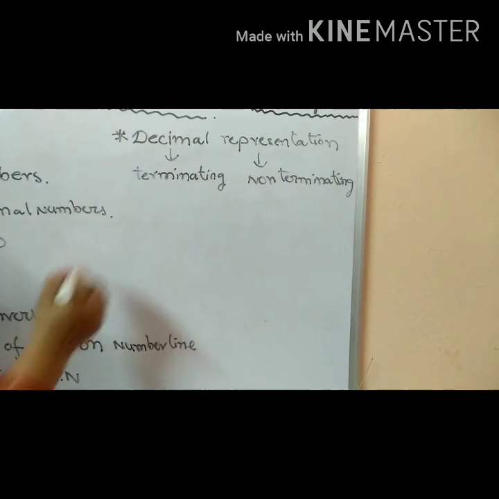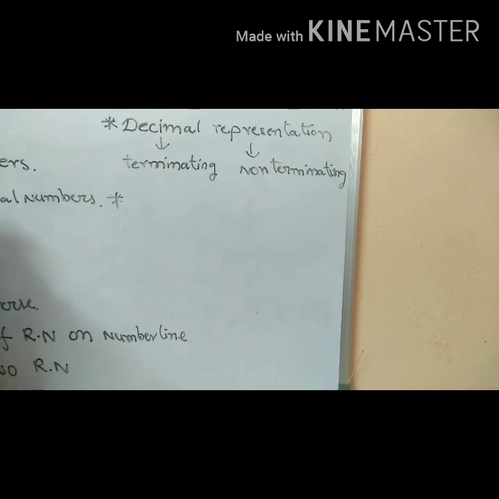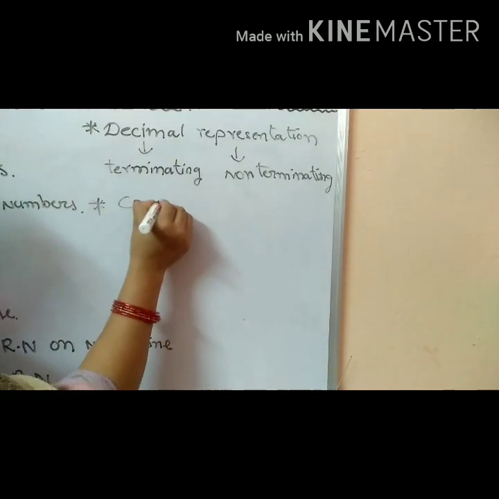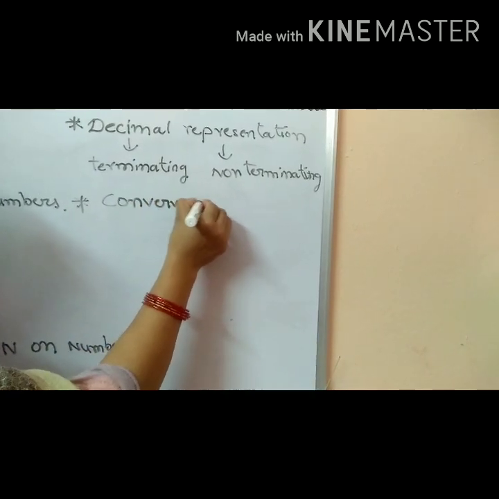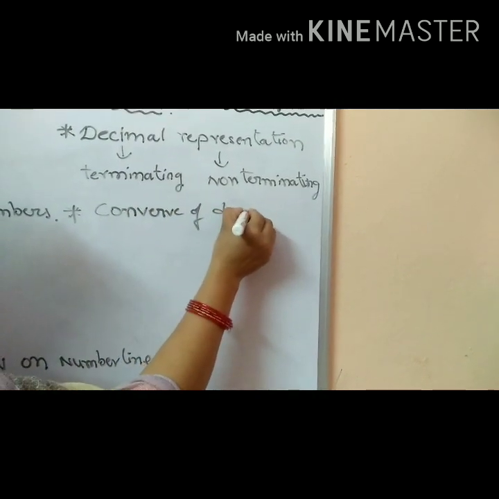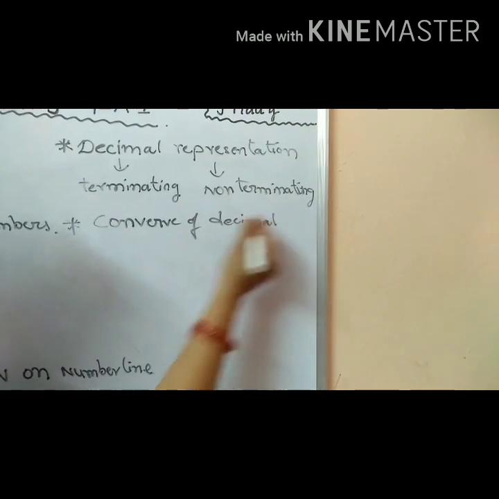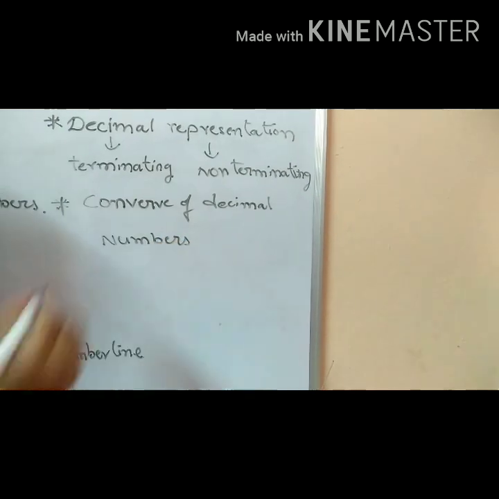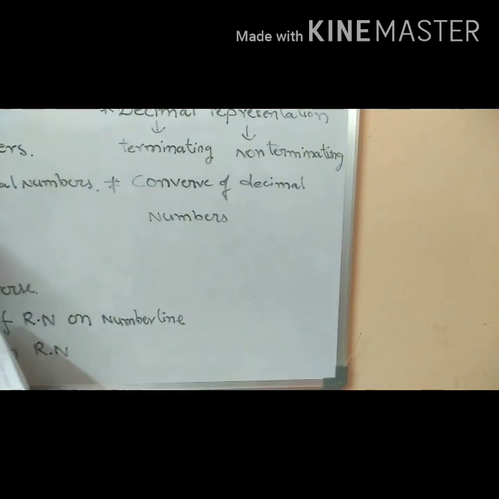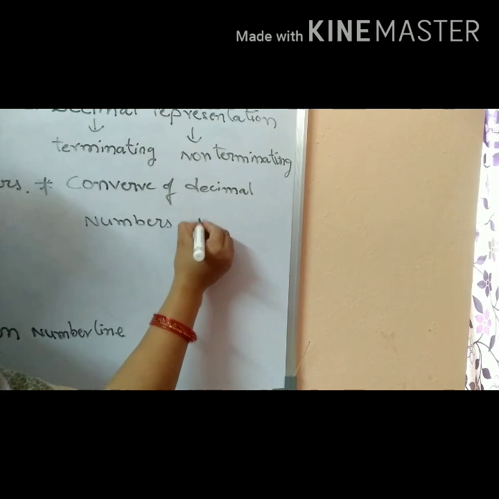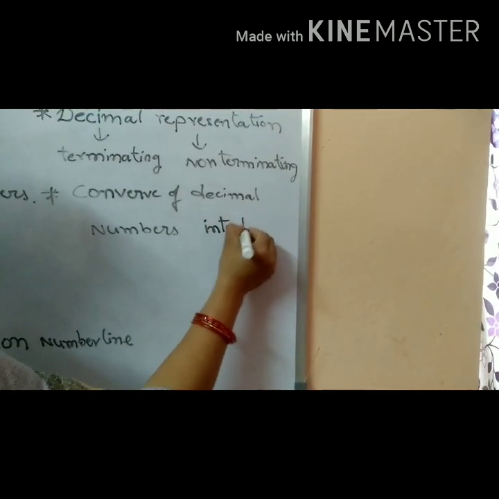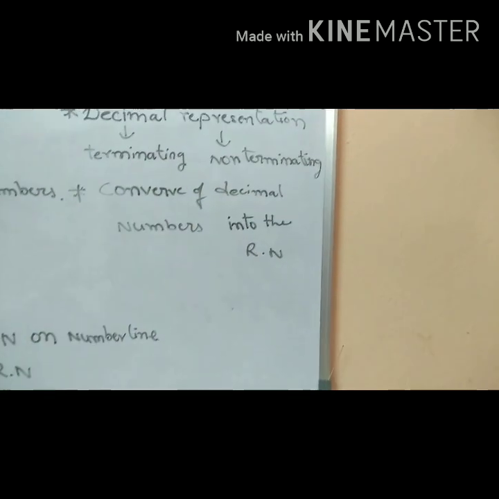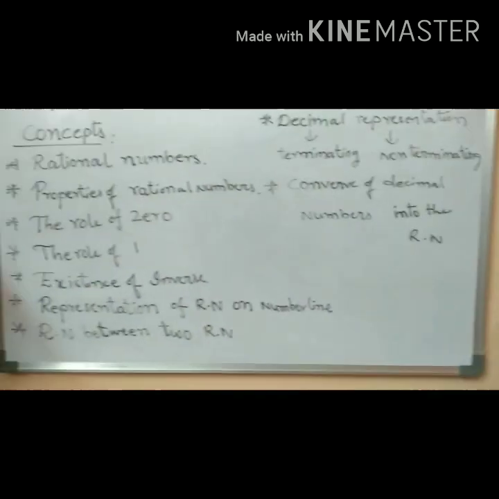The next final topic is the converse of decimal numbers, converting decimal form into rational numbers. These are the main concepts in this chapter.